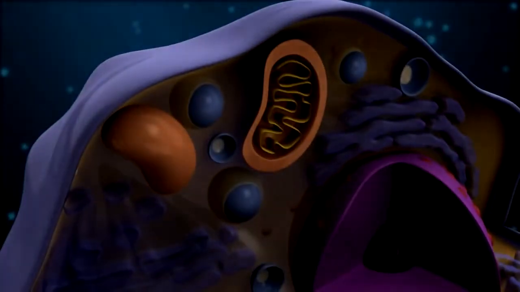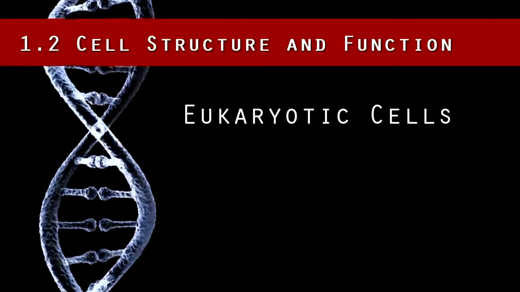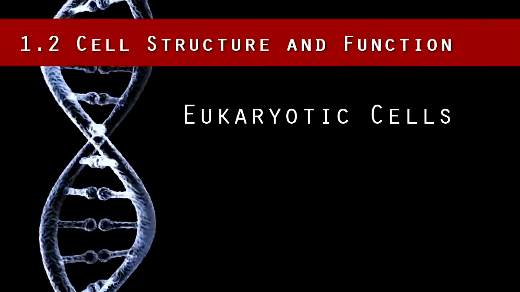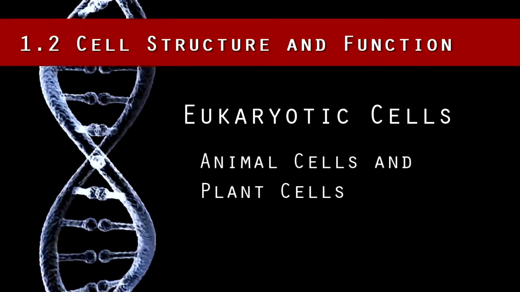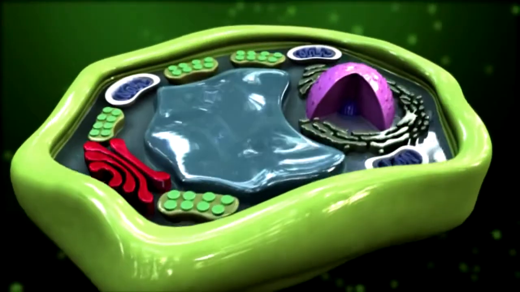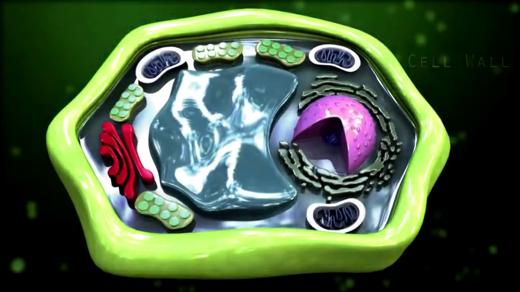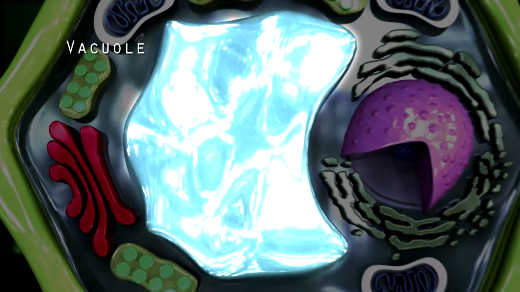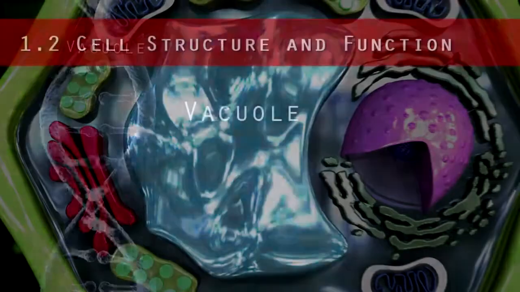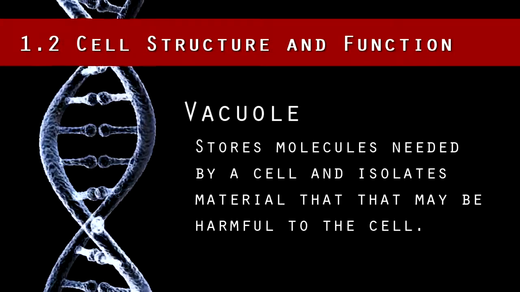The lysosome is the trash man of the cell because it digests excess or worn-out organelles and proteins by breaking them down and removing them. There are actually two types of eukaryotic cells, animal cells and plant cells. Both types of cells are very similar, but there are three distinct differences. First, plant cells have a cell wall surrounding the plasma cell membrane. Animal cells just have a cell membrane. Secondly, there is often just one large central vacuole found in plant cells, whereas animal cells have a few small ones. The vacuole stores molecules needed by a cell and also isolates material that may be harmful to the cell.